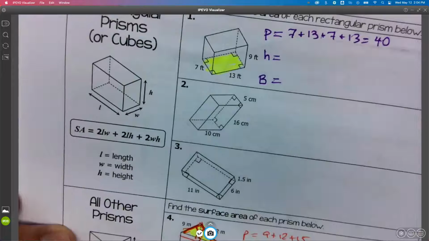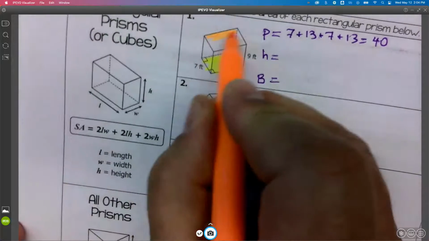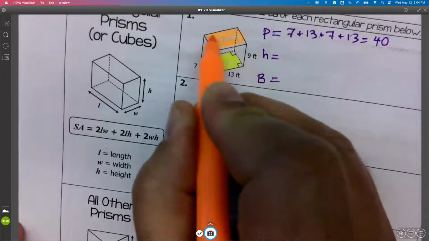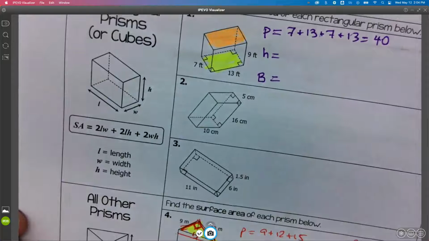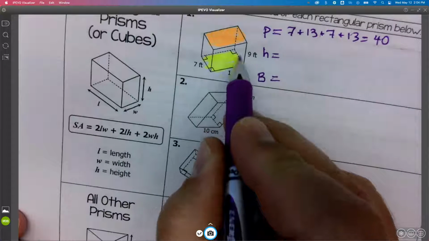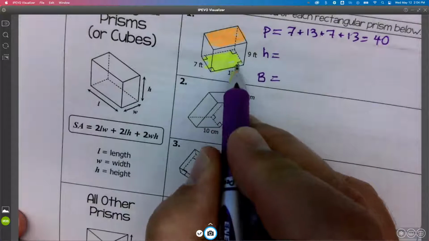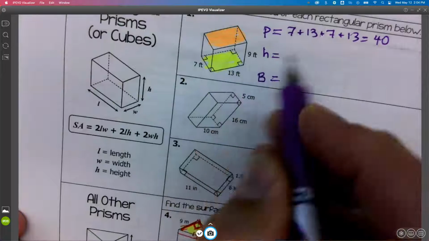When it asks for the height, this messes with people because there's going to be a couple heights involved. But it's the height between the two congruent parallel bases. How far apart are they? So they're 9.